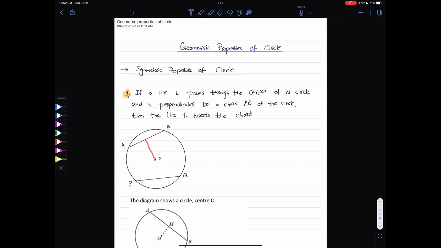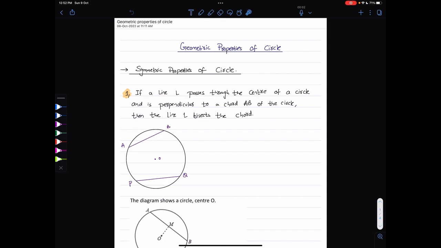By the way, what is a chord? A chord is any line that touches a circle at 2 points. It does not pass through the center of a circle. If it was passing through the center of a circle, then that would become a diameter. So this is a chord that passes through the circumference of a circle at 2 points.